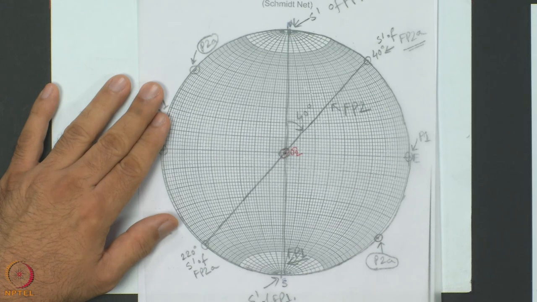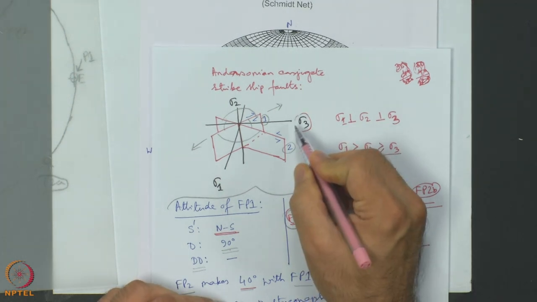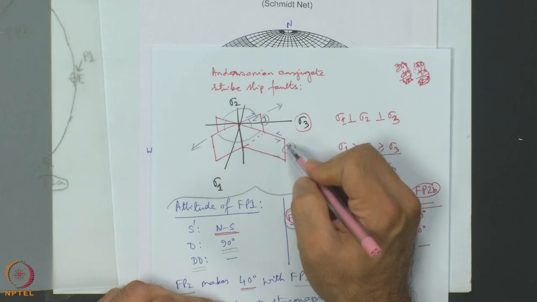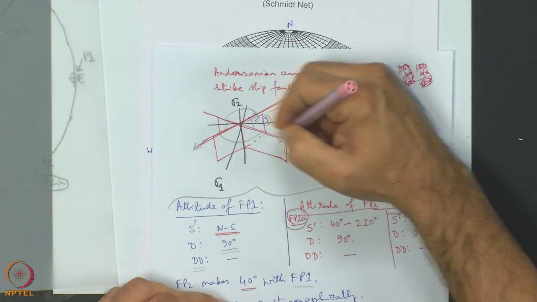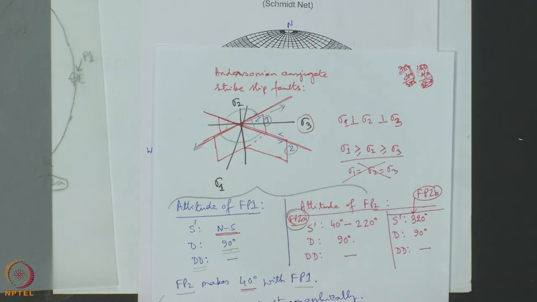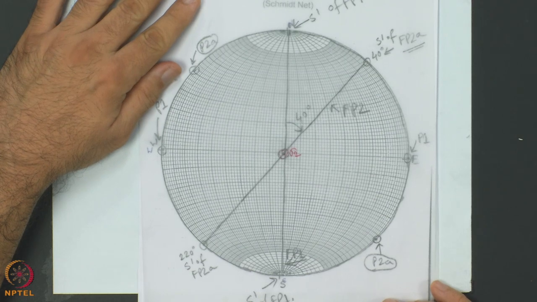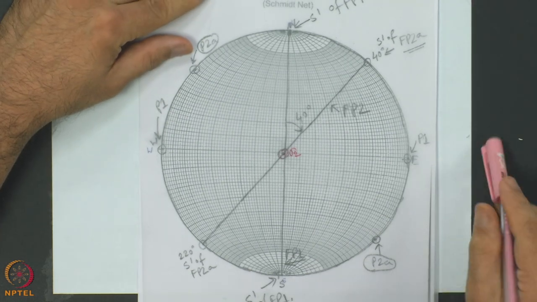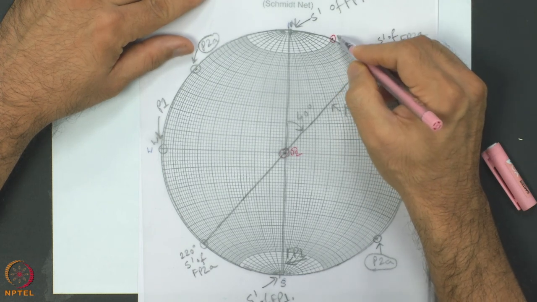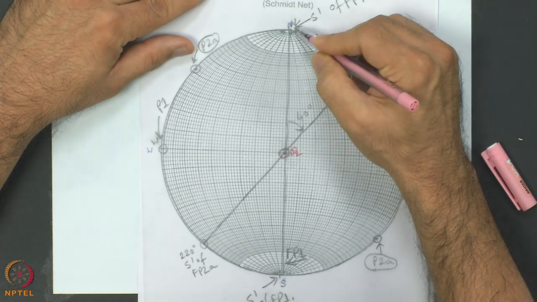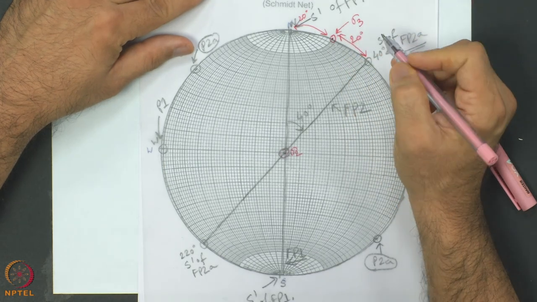Next I have to see how sigma 1 and sigma 3 are oriented. Sigma 3 is the acute bisector of the angle between plane 1 and plane 2. Plane 1 has a strike shown by this red line which I have extended now. Plane 2 has a strike shown by this red line. These two strikes make an acute angle, and its acute bisector is sigma 3. That acute bisector sigma 3 is also a horizontal line. As per the data this is 10, 20, 30, 40. So in between this is 20 degree and that is 20 degree, and this plot becomes your sigma 3 principal stress axis.